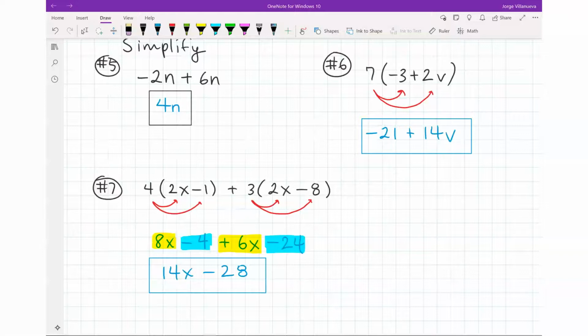So an apple minus an orange, you're not going to be able to do that, right? So they're just not like terms. If they were alike, sure, but since they're not, we're not going to go ahead and do that.